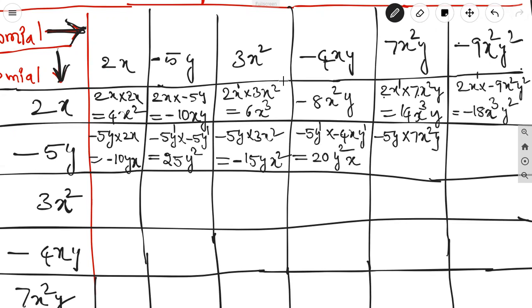Next, minus 5y into 7x square y. This is corresponding row monomial, column monomial. It is equal to minus 5 into 7, minus into plus, minus. 7 5s are 35. Y power 1, y power 1, that is y power 1 plus 1, y square, x square. Here, last one, minus 5y into minus 9x square y square. Minus into minus plus, 5 9s are 45. Y power 1, y square, that is y power 1 plus 2 is 3, x square.